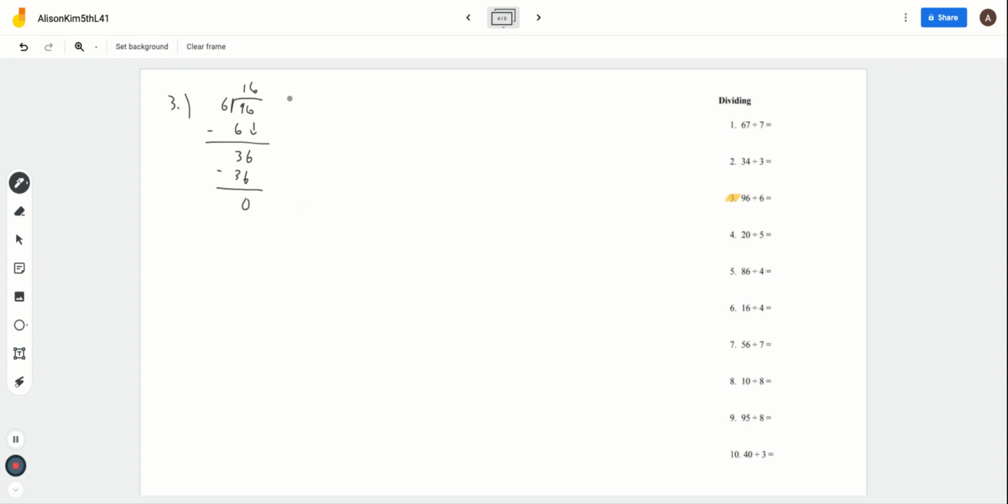So for this one, we're not going to get a remainder, so the answer could be 16. However, if you want, you could also put 16 remainder 0. They're the same thing.